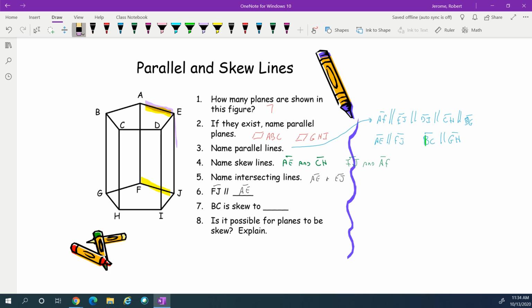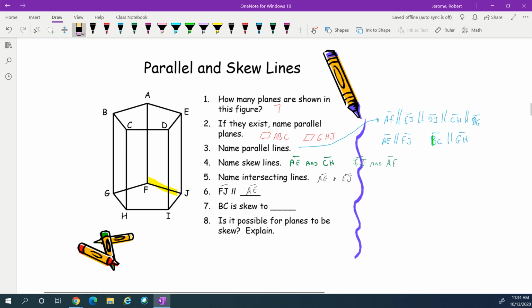BC is skew. So again, find BC. Always find it. BC. So we're looking for any line. There's several good answers here. Maybe we can go with IJ at the bottom. There are plenty of good answers.